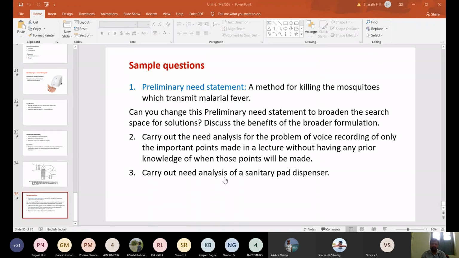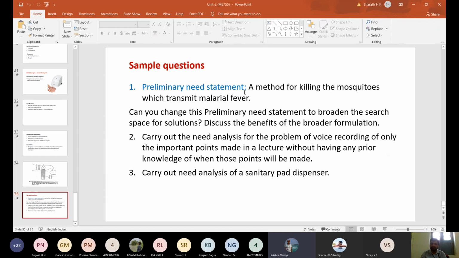Krishna Vaidya, how does this enhance the possibility of generating more solutions? What modification did you make in the preliminary statement? Yes, sir. How is it possible to generate more solutions with this type of need statement? Sir, we can stop the generation of mosquitoes.